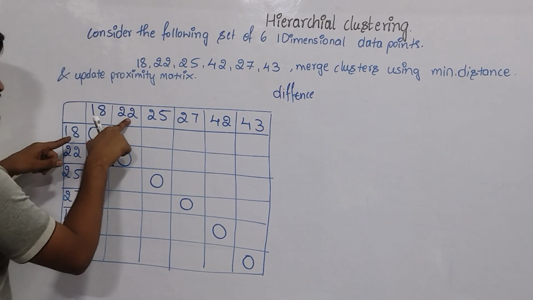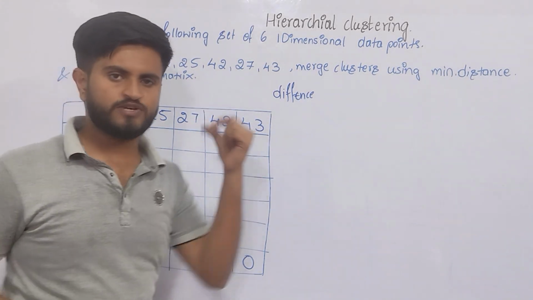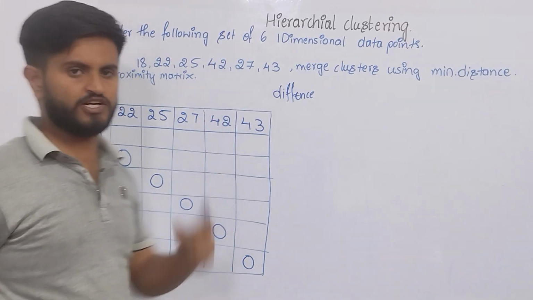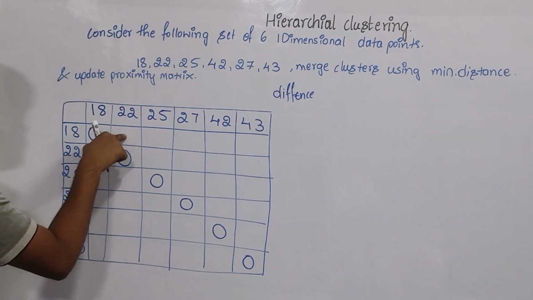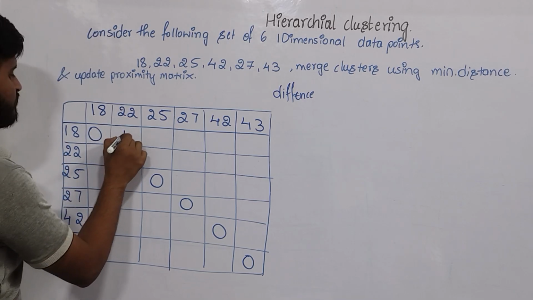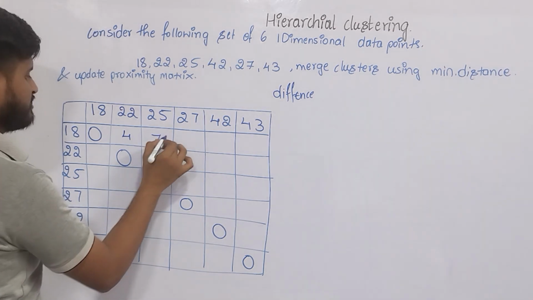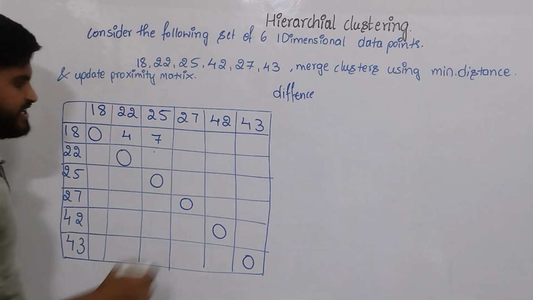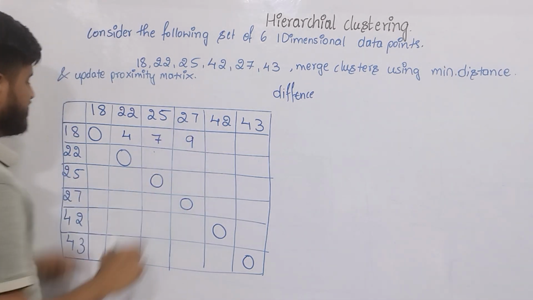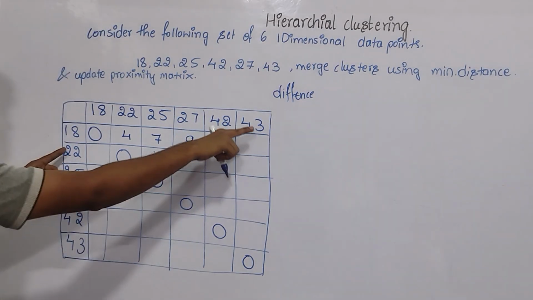Next let's proceed. 22 minus 18. You must subtract the smaller value 18 from the bigger value 22 to get the positive value, which you will be filling here. 22 minus 18 will be 4. 25 minus 18 will be 7. 27 minus 18 will be 9. 42 minus 18 will be 24. 43 minus 18 will be 25.